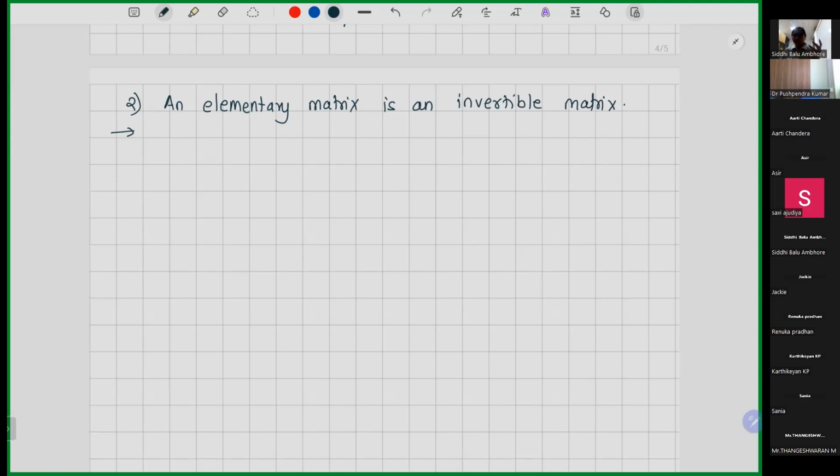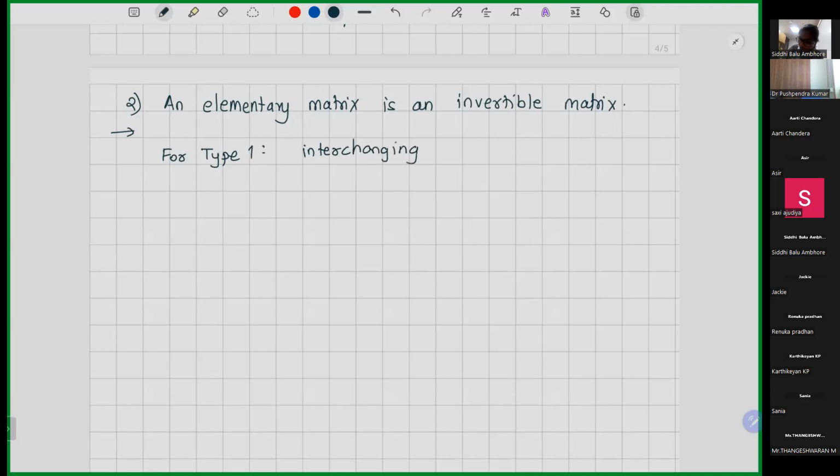Okay, so there are two ways to prove that some matrix is invertible. And one of them is just to find its inverse and show that the product is the identity matrix. And that's it. We can say that this is an invertible matrix. Okay, so let us try that for type 1. Type 1 was interchanging the ith row and jth row.